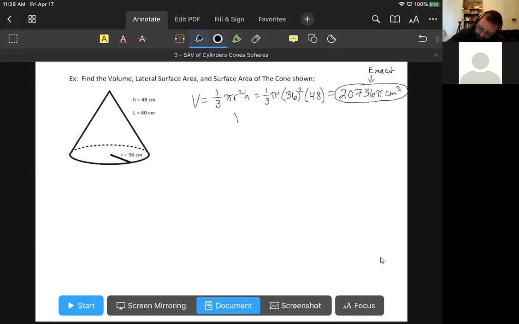Then we're going to find the approximate answer by taking that number, 20,736, and multiplying it by 3.14 for pi. So times 3.14, that would give us an approximate volume of 65,111.04 cubic centimeters.